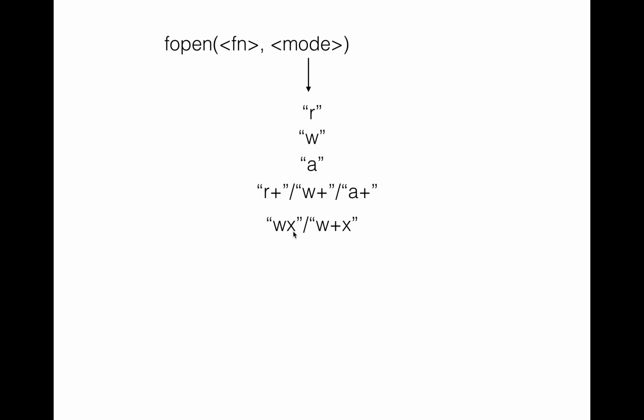And you may specify wx or w+x if you want to have write support but do not want to overwrite the contents. Now fopen returns a file pointer, which is also sometimes called a file handle. Now this file handle is a typedef that is defined in stdio.h.